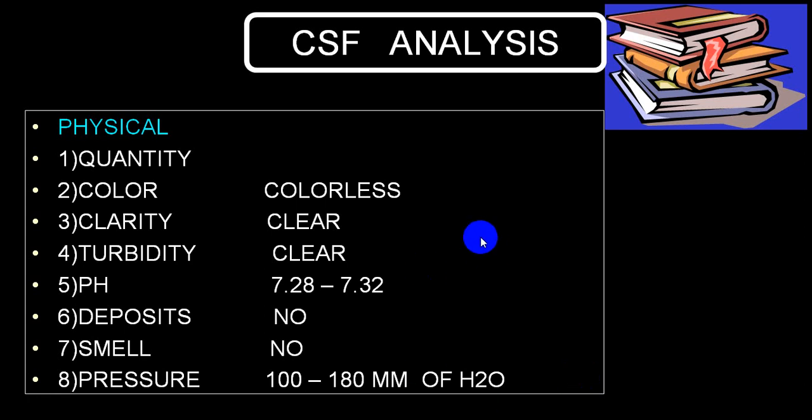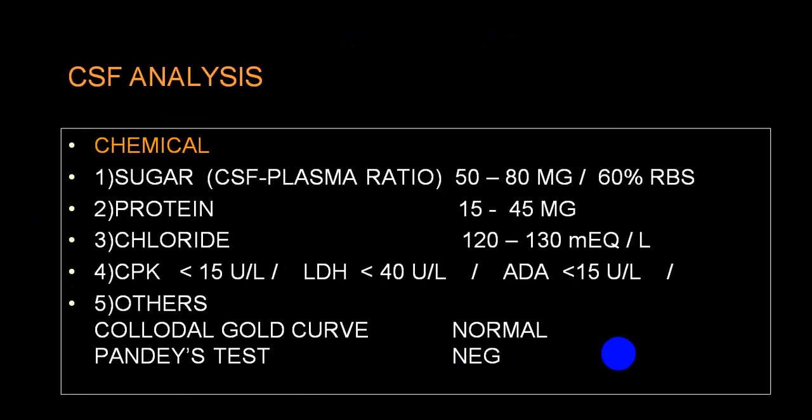As far as CSF is concerned, physically the color is clear, colorless. Turbidity wise also it is absolutely clear. pH is a little towards the acidic side. There is no deposit, no smell, and pressure is between 100 to 180 millimeter of water. If you look into the composition, it contains a little amount of sugar, but it is 60% of the blood sugar level. Protein content is very low. Maximum is 45, but usually it is towards the lower side. A little amount of chloride is present.